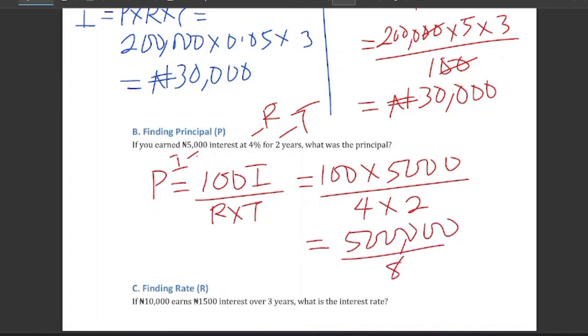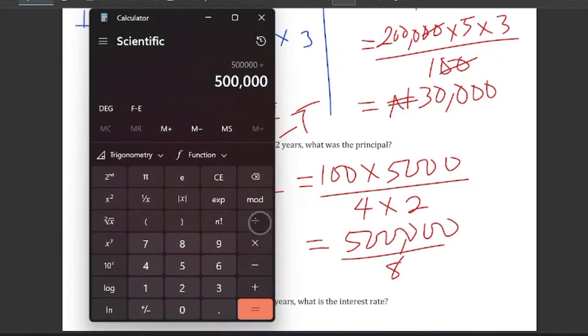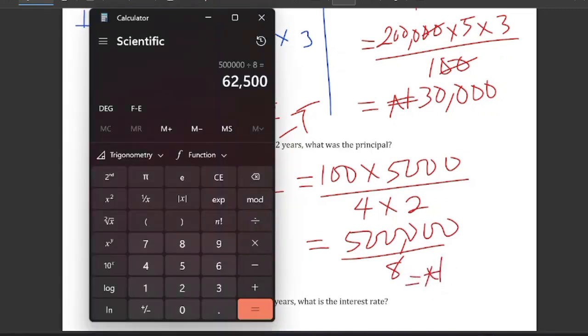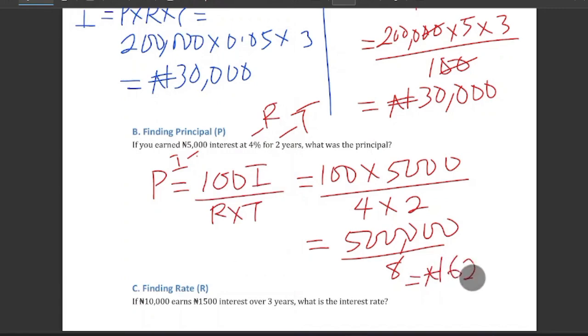So this is 500,000 divided by 8. So the answer is 62,500. That is the principal. So the principal is 62,500. I hope this is very clear. All right, so that is finding the principal.